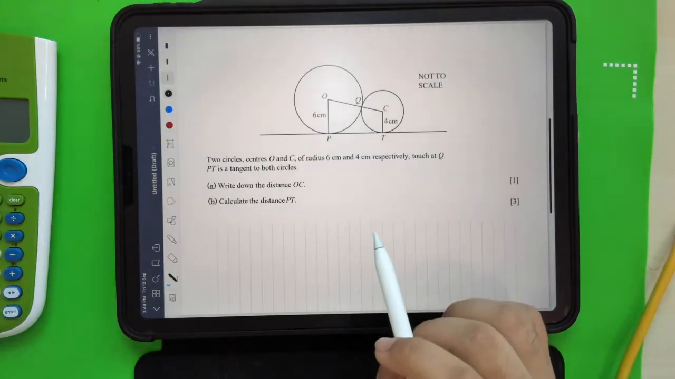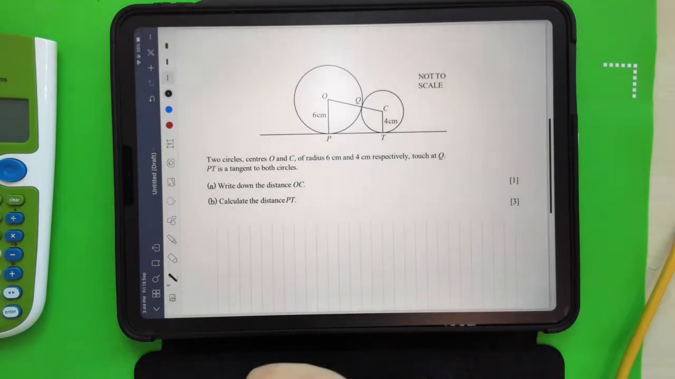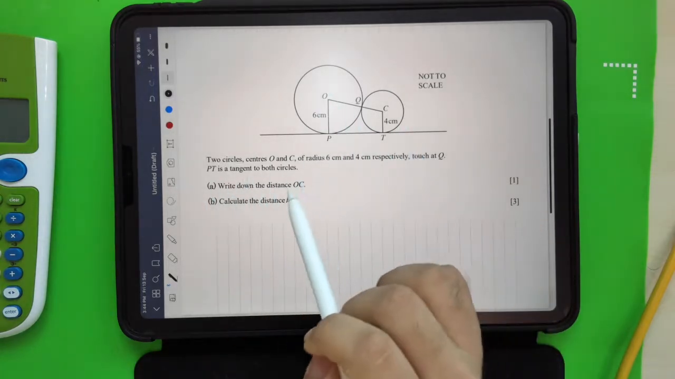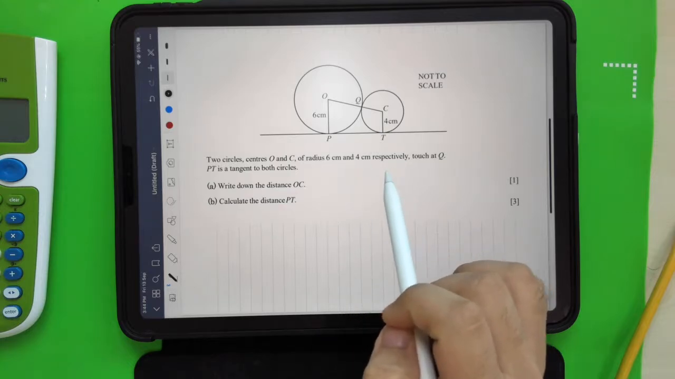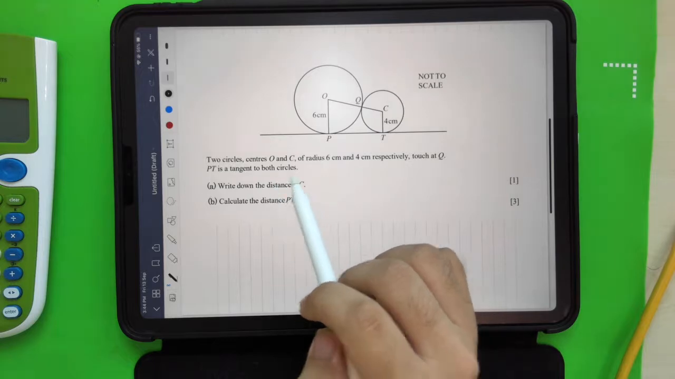Next, we'll look at this question. This is also a very typical GCSE question. Let's read the question together first. Two circles, centers O and C, of radius 6 cm and 4 cm respectively, touch at Q. PT is a tangent to both circles. Write down the distance OC.